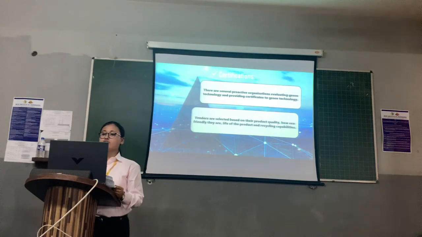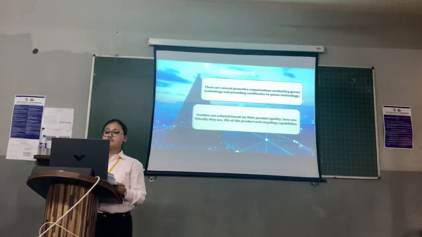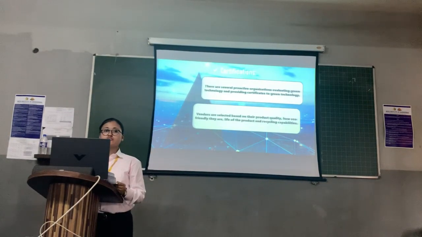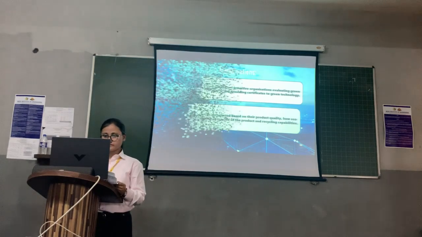Certifications received for green computing. There are several proactive organizations evaluating green technology and providing certificates to green technology. Secondly, vendors are selected based on their product quality, how eco-friendly they are, the life of the product, and recycling capabilities.